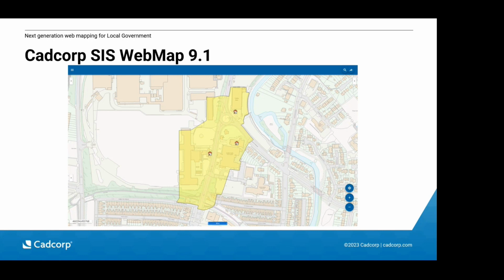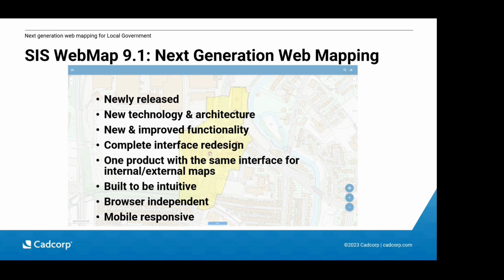It was released a few weeks ago, so it's really new for us, and we're really excited to talk to you about this today and show you a little bit more. Why next generation web mapping? Well, as I said, it's a brand new hot off-the-shelf version. We have regular service releases, but this is a major release with new technology and architecture, which has allowed new and improved functionality to be built.